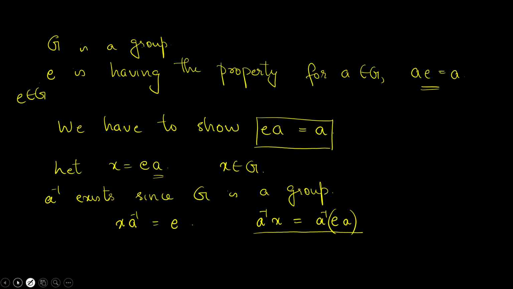Okay, so what do we have here? We have that A inverse X is actually equal to A inverse into EA. All right. Now by associativity, this is equal to A inverse into E into A.